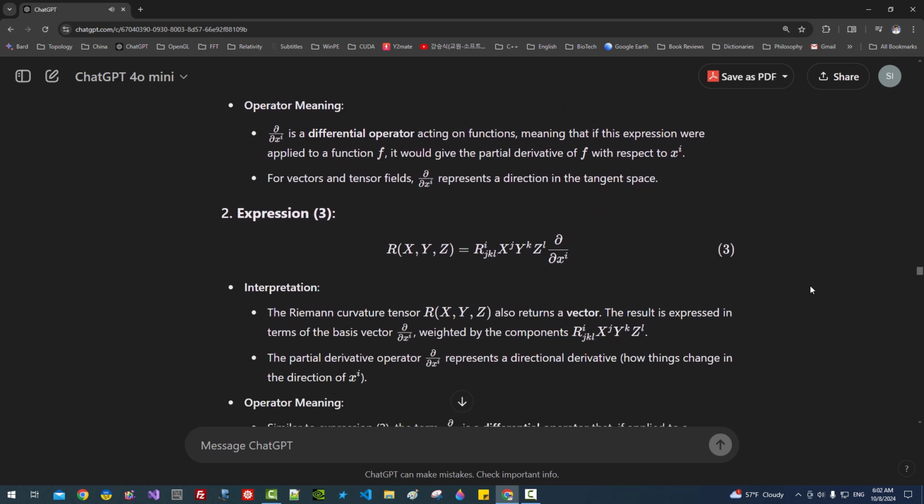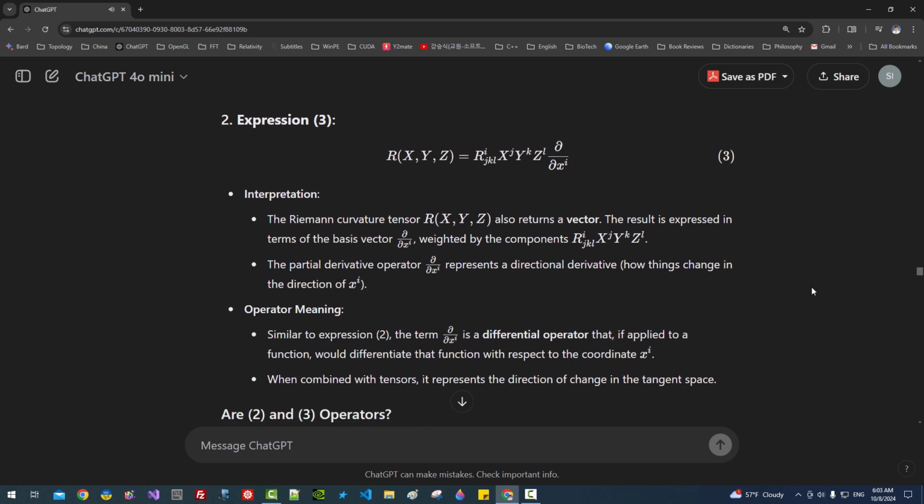Operator meaning: ∂/∂x^i is a differential operator acting on functions, meaning that if this expression were applied to a function f, it would give the partial derivative of f with respect to x^i. For vectors and tensor fields, ∂/∂x^i represents a direction in the tangent space.